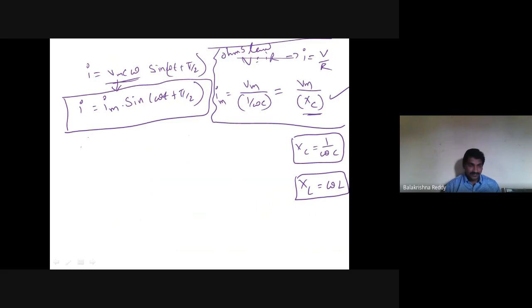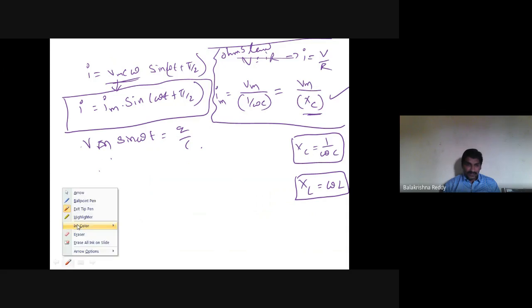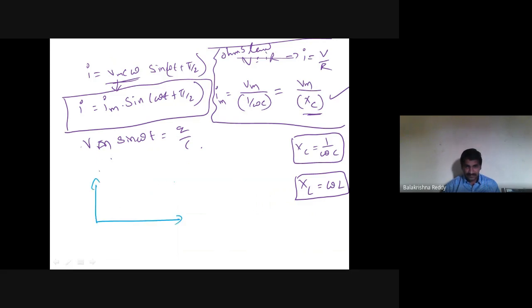Now we know already V equal to Vm sin omega t equal to Q by C, right? That is a voltage based equation. Now comparing these two equations, when you obtain the vector diagrams, I mean phasor diagrams, let us say this is in terms of omega t direction.